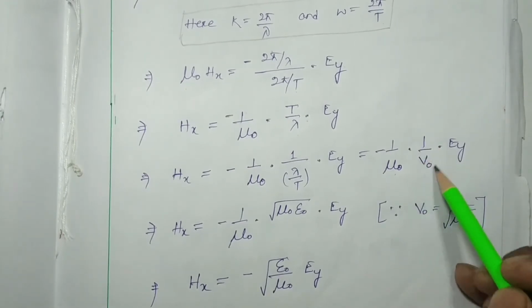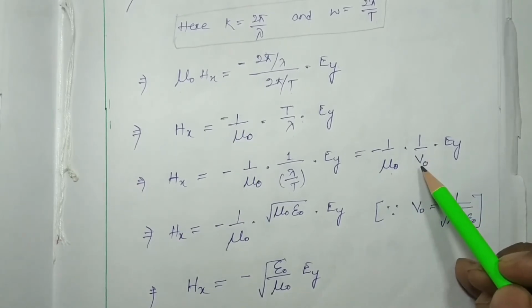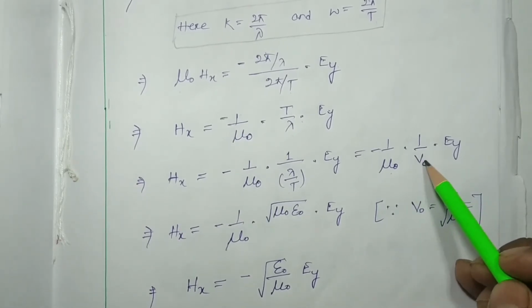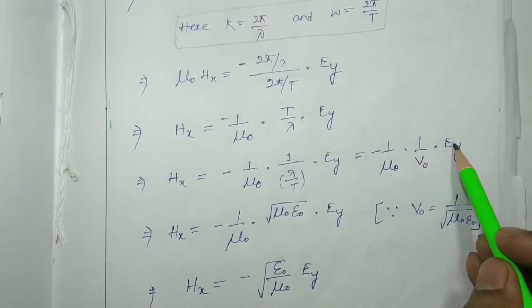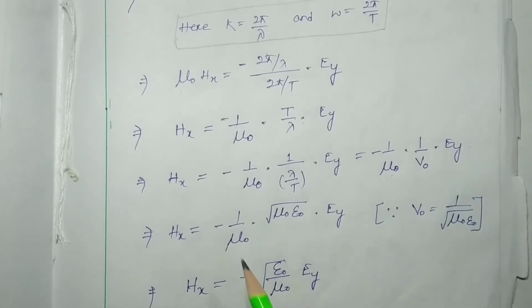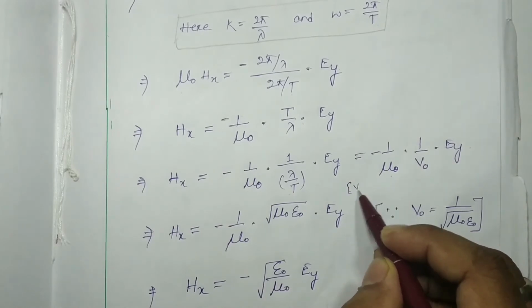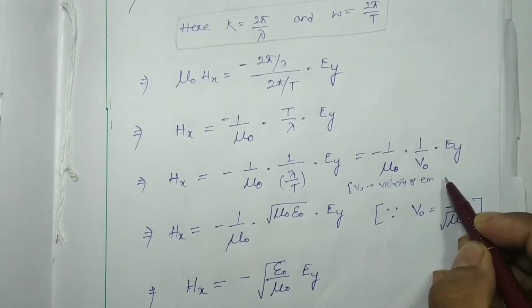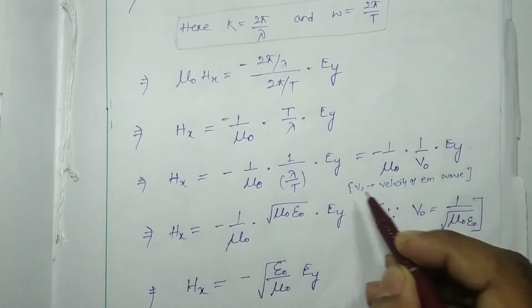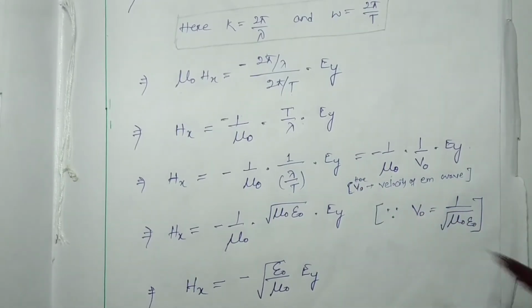Here v0 is nothing but the velocity of the EM wave that we have considered, the velocity of the EM wave along the z-axis direction, v0 into Ey. Here we just have to write that v0 represents the velocity of the EM wave.